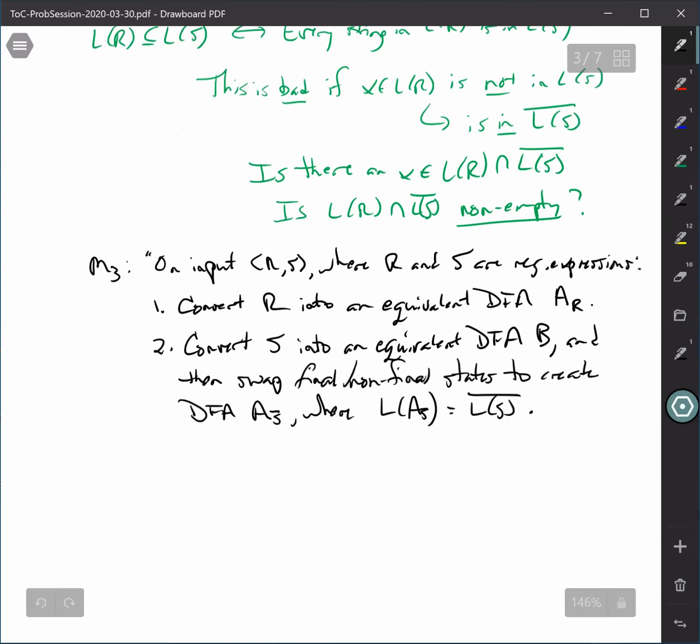Okay, so now we convert S. Remember, it's a regular expression. We turn that into a DFA. Then we swap the final and non-final states to basically complement the language that it recognizes. We're going to call that DFA A sub S bar, where the language recognized by A sub S bar is the complement of the language generated by regular expression S.